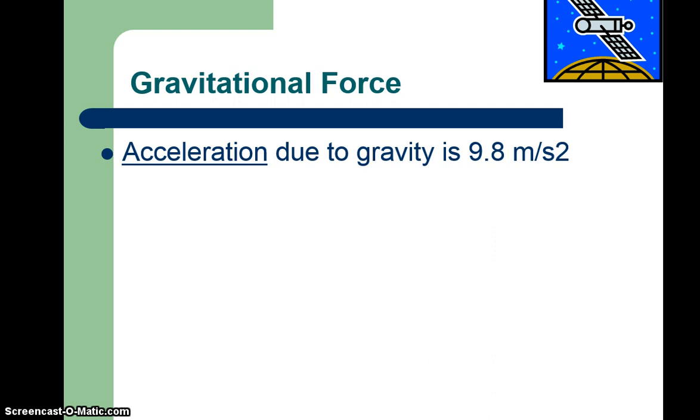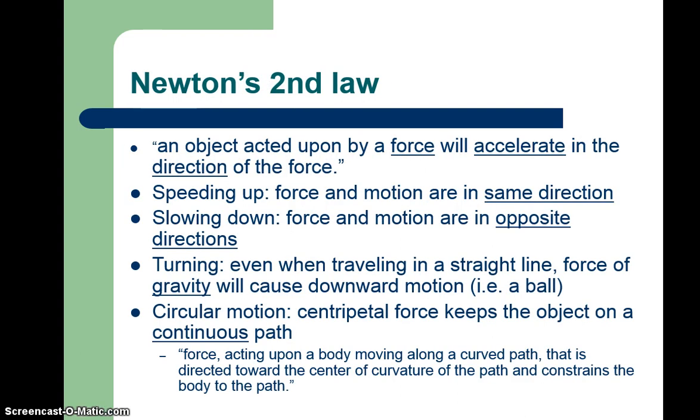Gravitational force affects the acceleration of an object. So acceleration due to gravity, if we were to just drop an object and the only thing acting on it was gravity, it would travel downward. We're talking about planet Earth. It would travel downward at an acceleration of 9.8 meters per second. So Newton's second law states an object acted upon by a force will accelerate in the direction of the force.